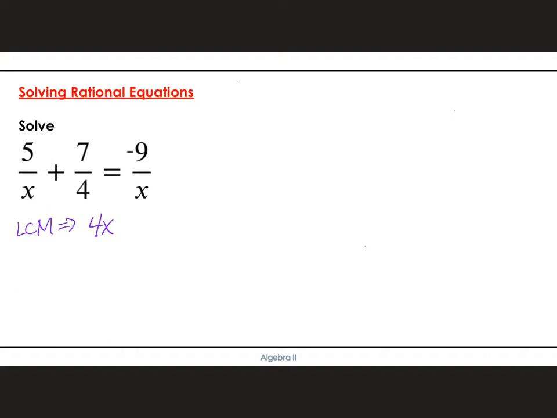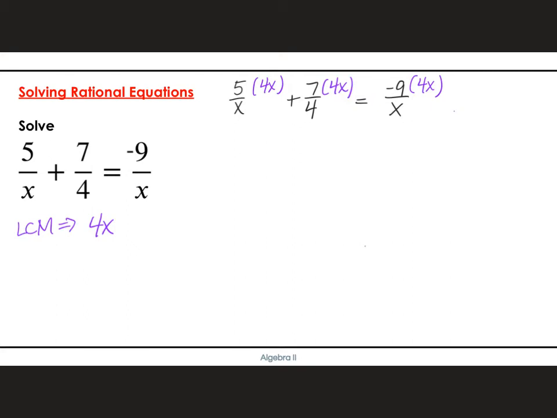So I have 5 over x, and I'm going to multiply it by 4x. And then plus 7 over 4, and I'm going to multiply it by 4x. And then that is equal to negative 9 over x, and I'm going to multiply it by 4x. When I multiply everything by the same number, it doesn't change the value, it just changes the appearance.